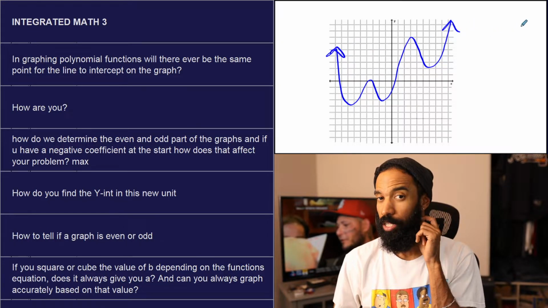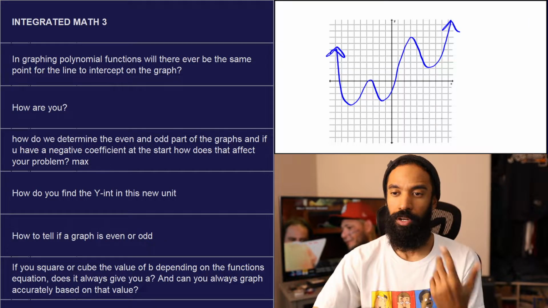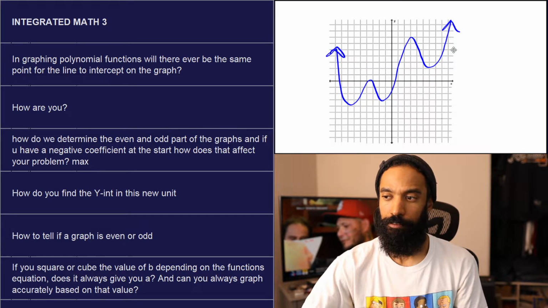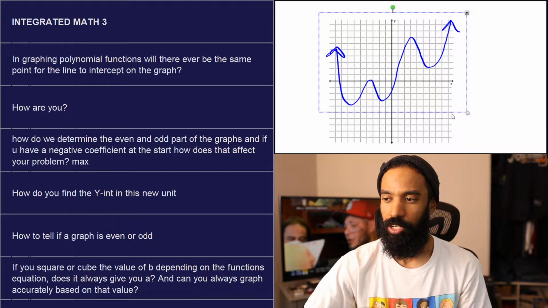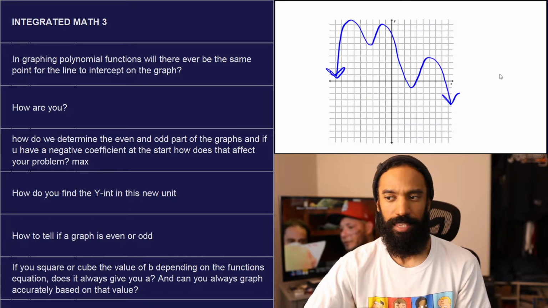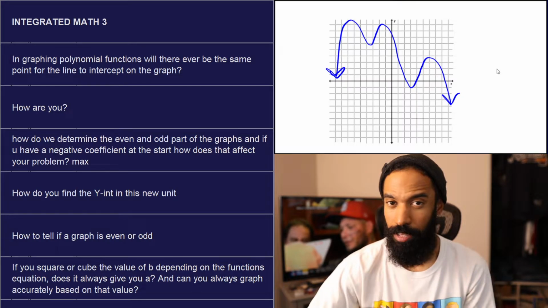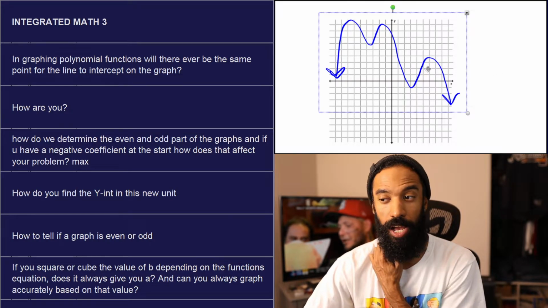Even degree polynomials will either start up and finish up. That's my way of saying it. End behavior. They'll end in the same direction, or start down, finish down, something like that. That's totally an even-powered function, an even degree function. It's not an even function, though.